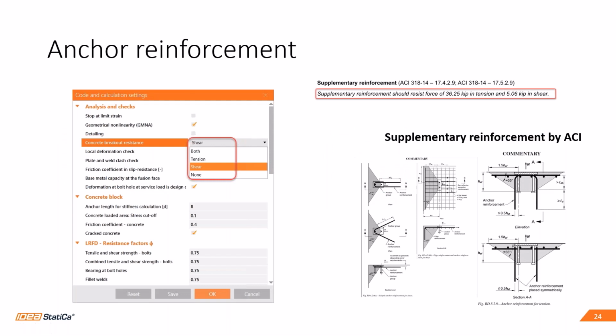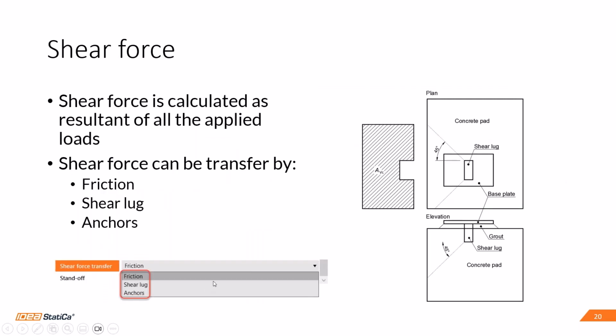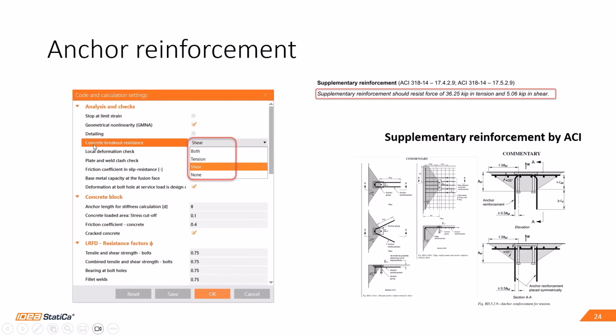All right. One important thing is that you can overpass or turn off the concrete breakout resistance, okay? If you go into code setup, you can go to this option that says concrete breakout resistance and ask the software to just calculate that for tension or just for shear or none of those. If you select none of those, then it is telling you the supplementary reinforcement should resist a certain amount of the tension and shear forces, that supplementary reinforcement that is required by ACI. And then you can use that information to design your reinforcement there.